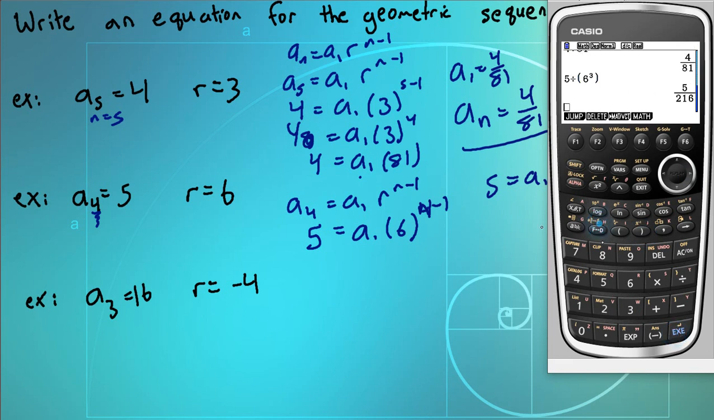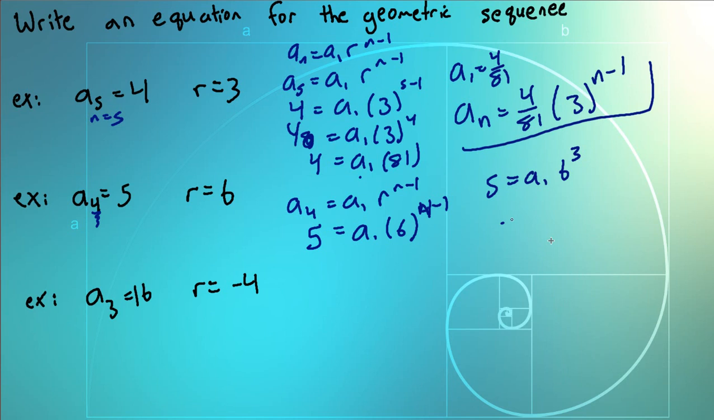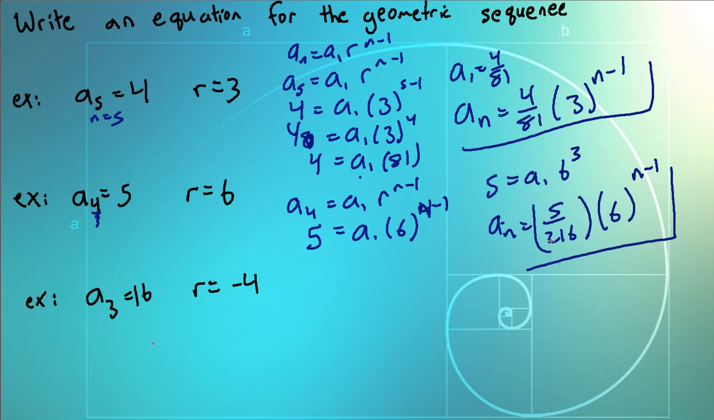And we get 5 over 216, or you could write the decimal right there and round it. I'll keep the fraction 5 over 216. So that's our first term. Our ratio was 6, and to the n minus 1. And there's our answer. And this one's going to be similar, except our ratio is negative. So the third term is 16, which means n is 3.